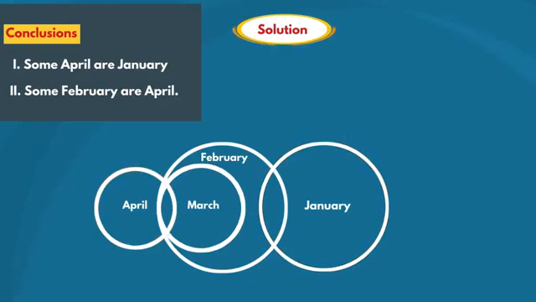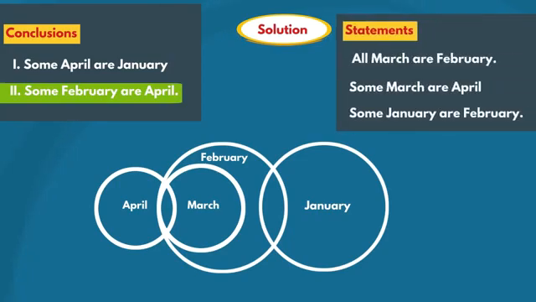Second conclusion. Some February are April. In this conclusion, there are no negative words like no or not. So this is a positive definite conclusion. For this type of conclusion, there is no need to draw an alternate diagram. So check this conclusion with the basic diagram.